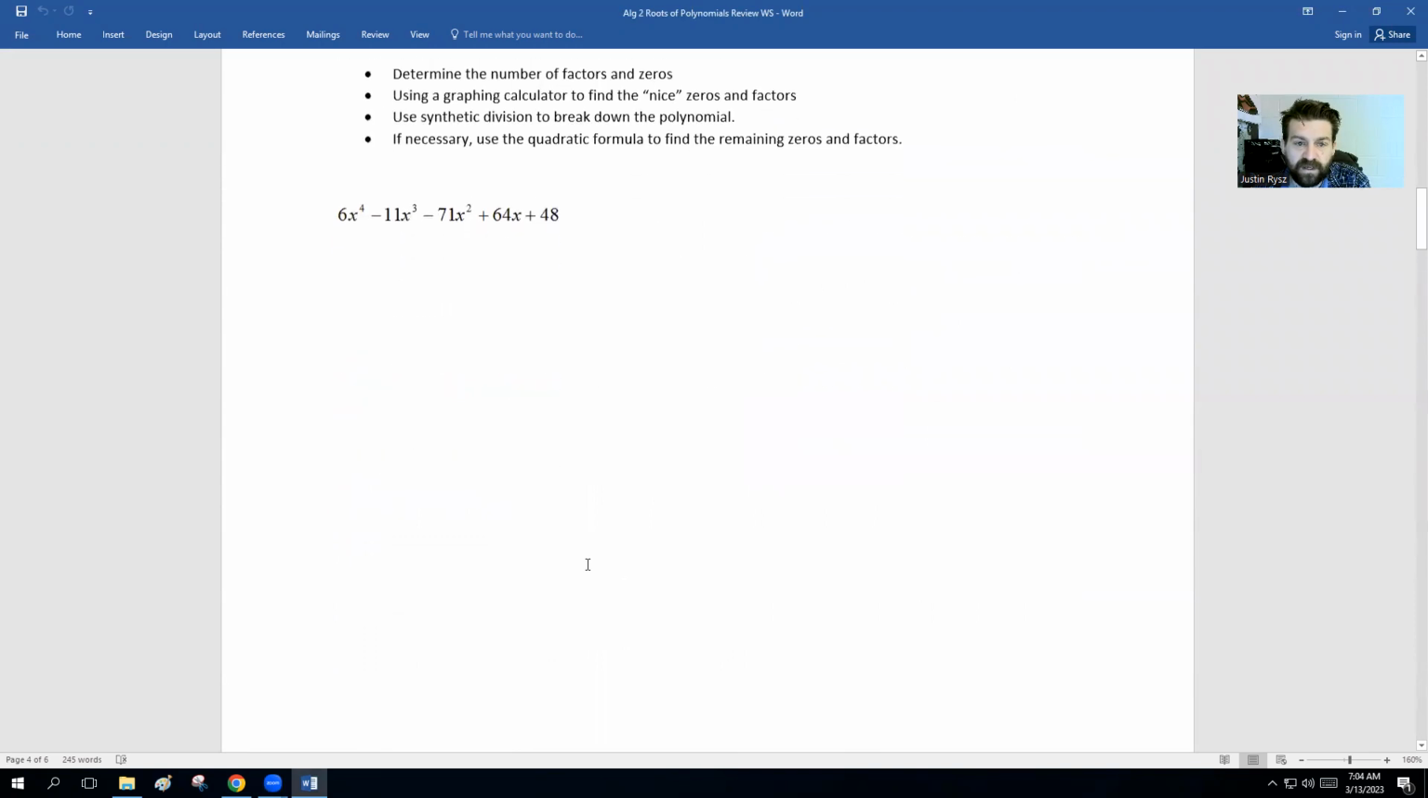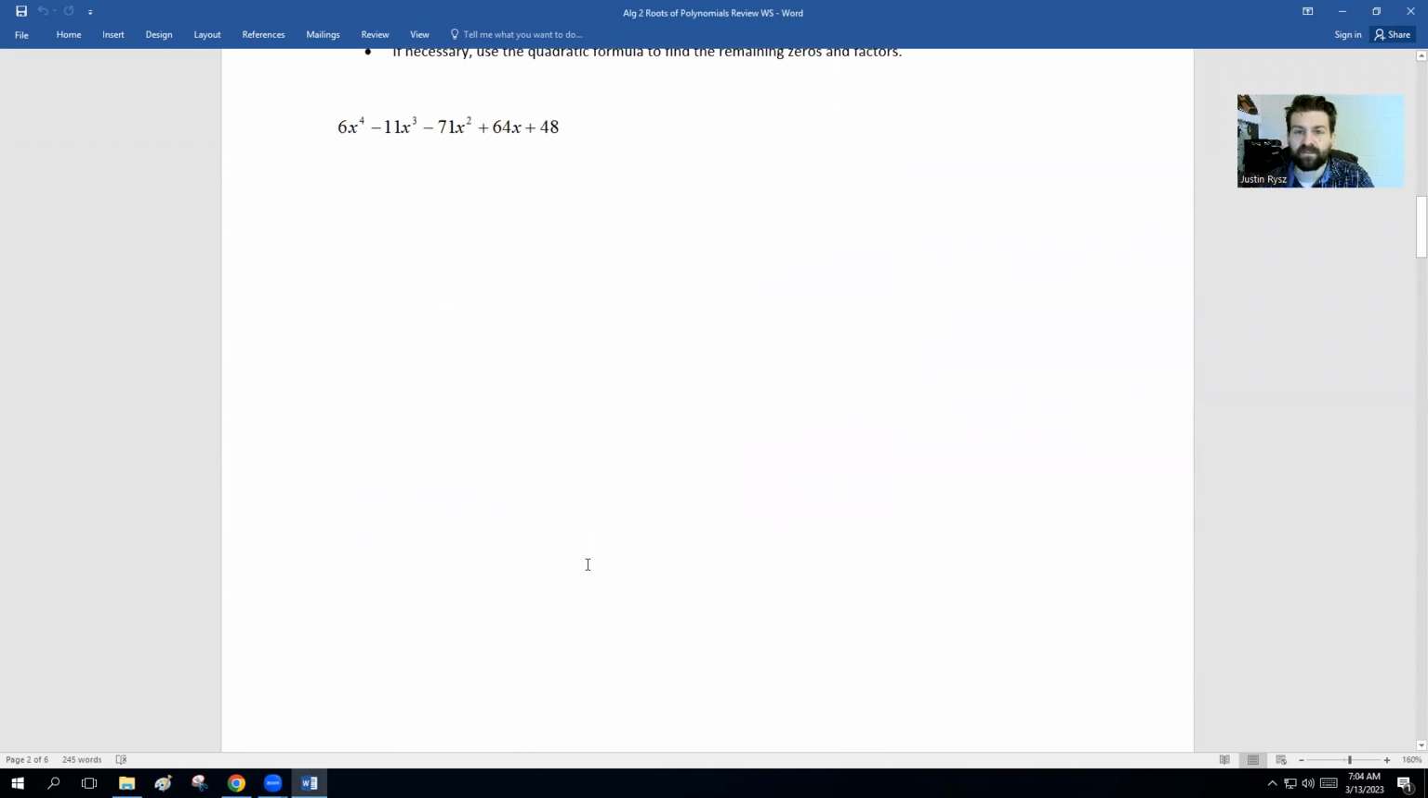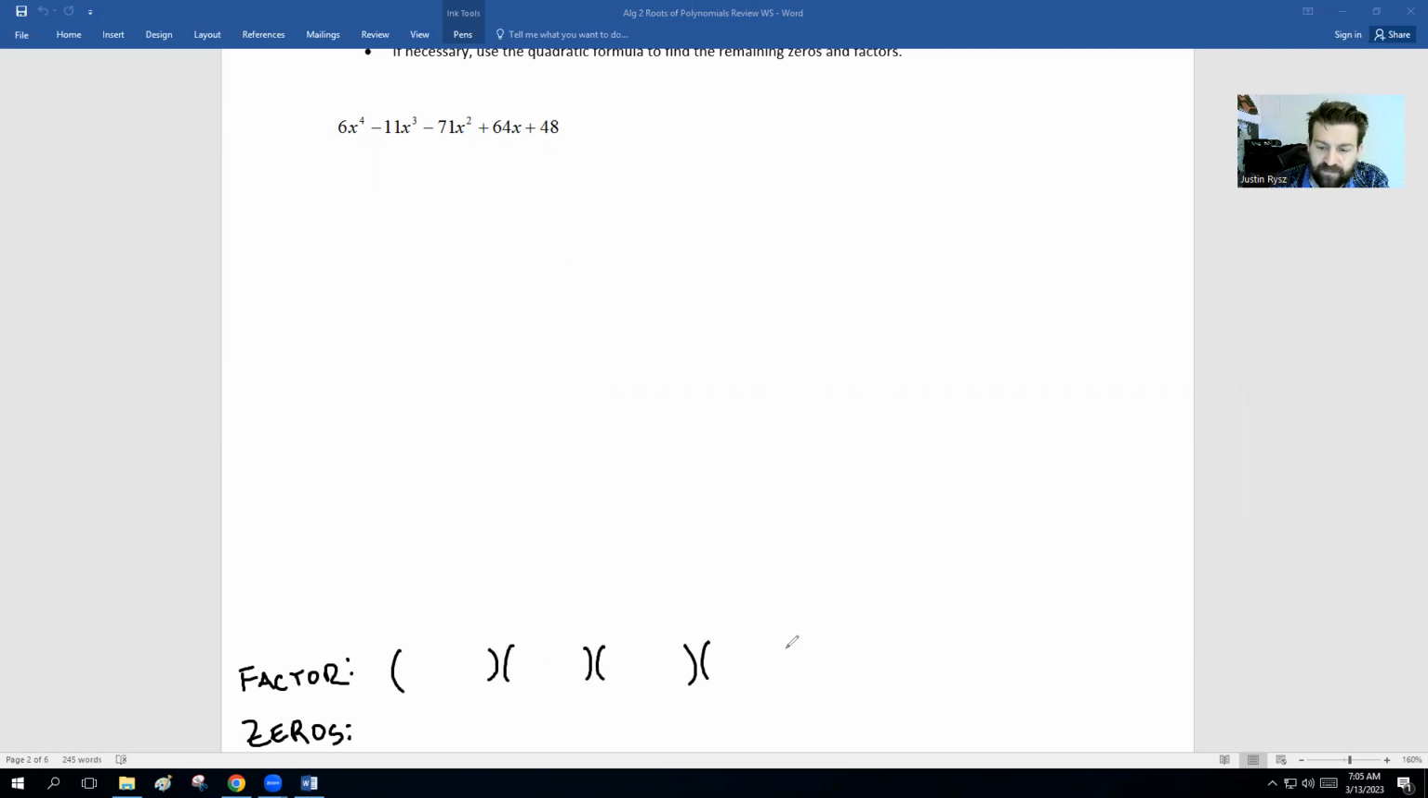So let's start with this first one here, and let's just determine the number of factors and zeros. All right, so if we look here, I'm going to write it. You guys can probably put it all on one page, but I'm going to try to squeeze it onto one screen. All right, if we have 6x to the fourth, really we don't need to see anything else. We have an x to the fourth. That means we are going to have four factors. So make sure you put down four sets of parentheses, and then also put down 4 zeros.